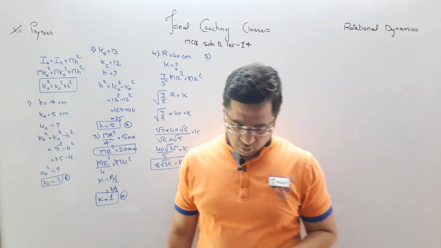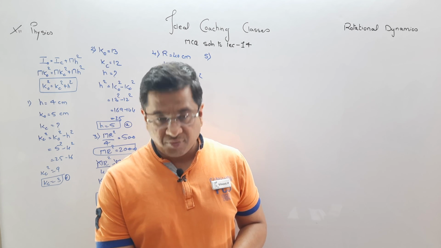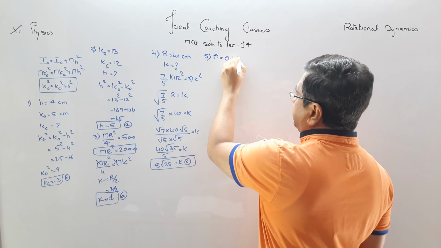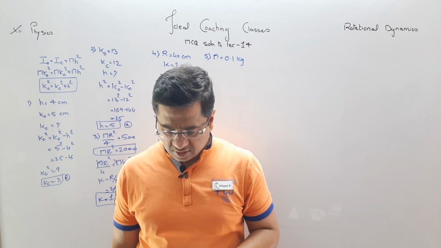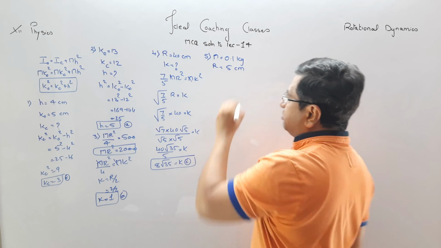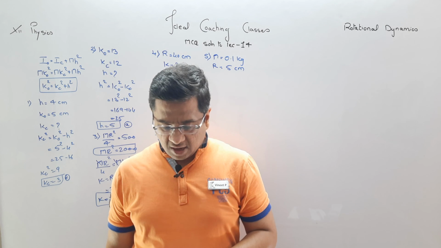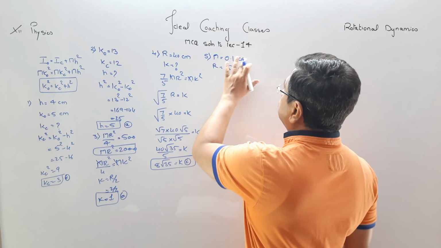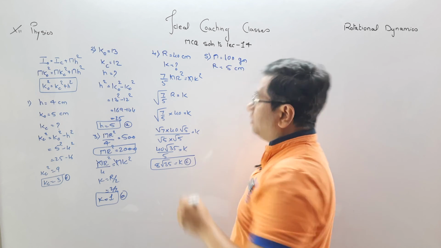पांचवा सवाल, क्वेश्चन नंबर 5. Radius of gyration of a disc of mass 100 gram, that is 0.1 kg, and radius 5 centimeter. 5 सेंटीमीटर है भाई, ये केजी में है तो इसको भी ग्राम में लिख देते हैं, टेंशन नहीं चाहिए, एक ही सिस्टम में रखते हैं. ठीक है.